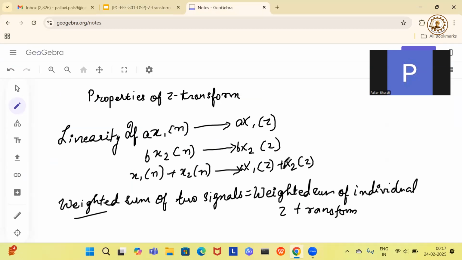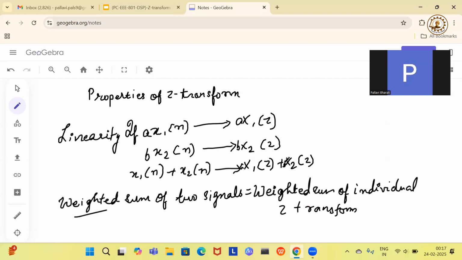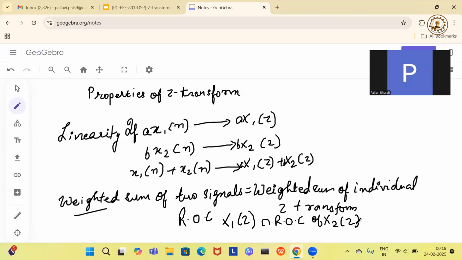Okay. And what will be the ROC of such kind of signals? When you are taking the Z transform of two signals added together, then the ROC is going to be the intersection of the individual ROCs. You have seen it previously also. ROC is the intersection of the ROC of X1(z) and the ROC of X2(z). Okay, so we can do a question on this. We'll do it later because already we have done one or two questions. Let's go with the other.